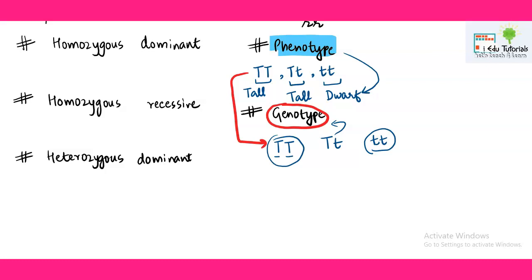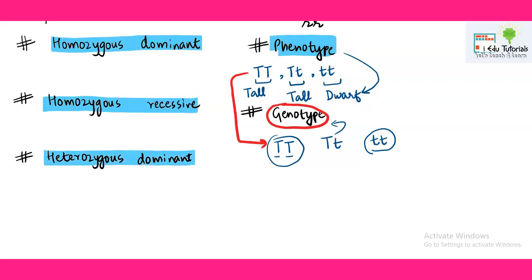Now we will understand three more terms: homozygous dominant, homozygous recessive, heterozygous dominant. Here the word homo means similar, and hetero will always mean dissimilar. So when alleles are similar to each other, the condition becomes homozygous. When the alleles are dissimilar to each other, of course the condition becomes heterozygous.